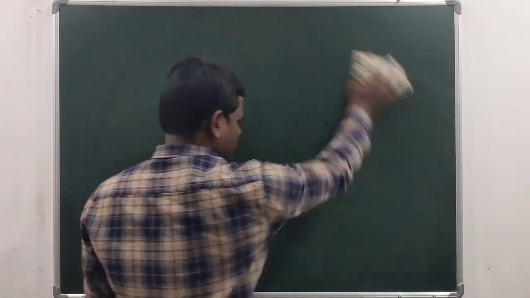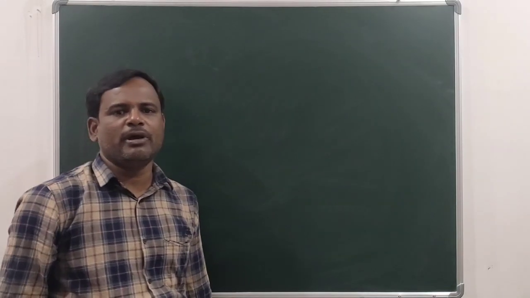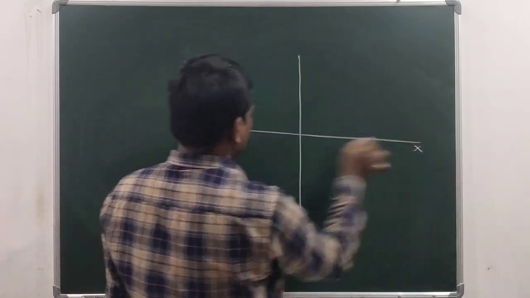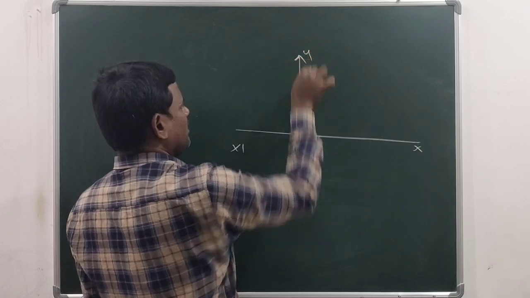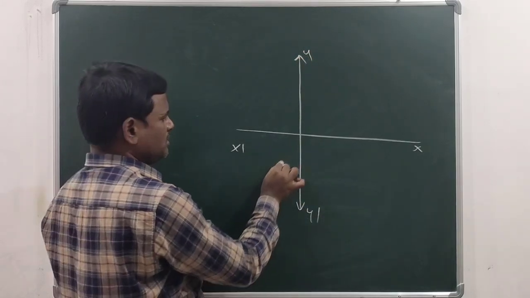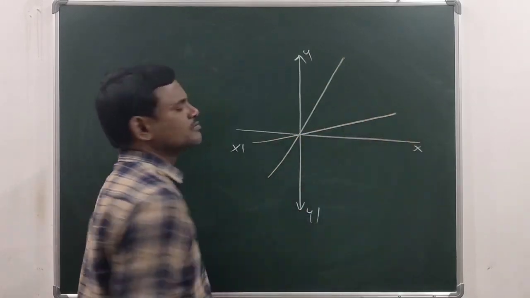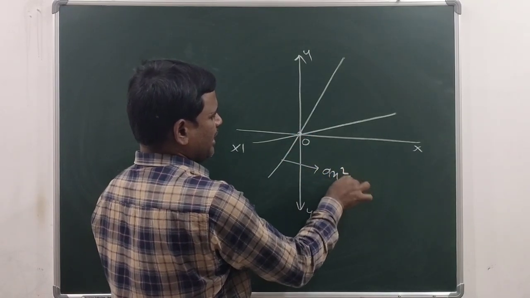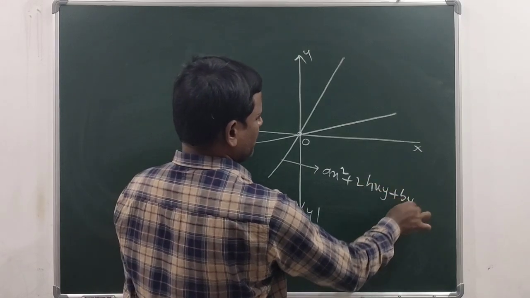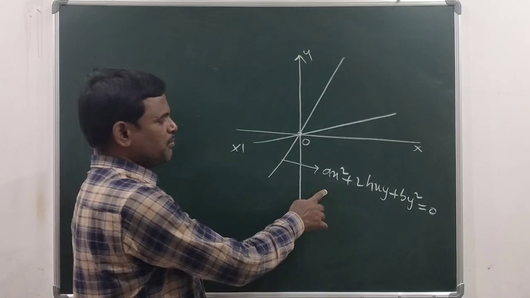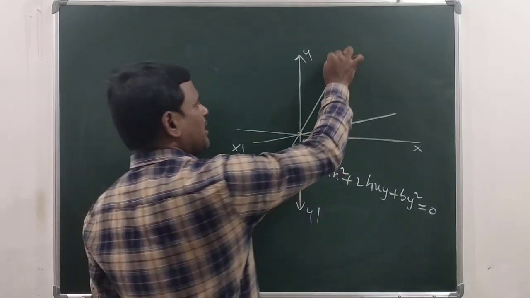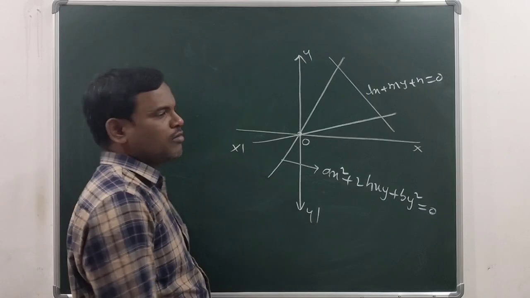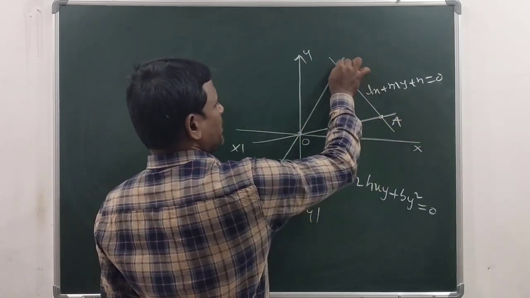Next, area of a triangle formed by that pair with that line. See students, this pair is given to you. This is the origin. ax square plus 2hxy plus by square equal to 0 represents the pair of these two lines. And one line is given, lx plus my plus n equal to 0. Now, this is A, this is B.